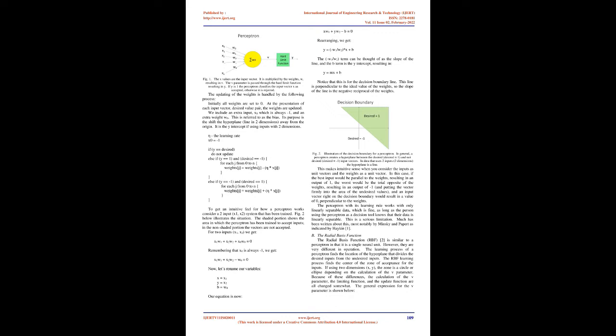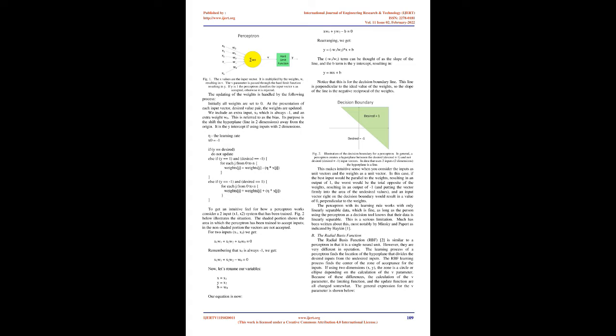Detailed information is available from multiple sources including 1. Here we present the basics. Fig. 1. The X values are the input vector. It is multiplied by the weights, W, resulting in V. The V parameter is passed through the hard limit function resulting in Y. If Y is 1, the perceptron classifies the input vector X as accepted, otherwise it is rejected. The updating of the weights is handled by the following process. Initially all weights are set to 0. At the presentation of each input vector, desired value pair, the weights are updated.